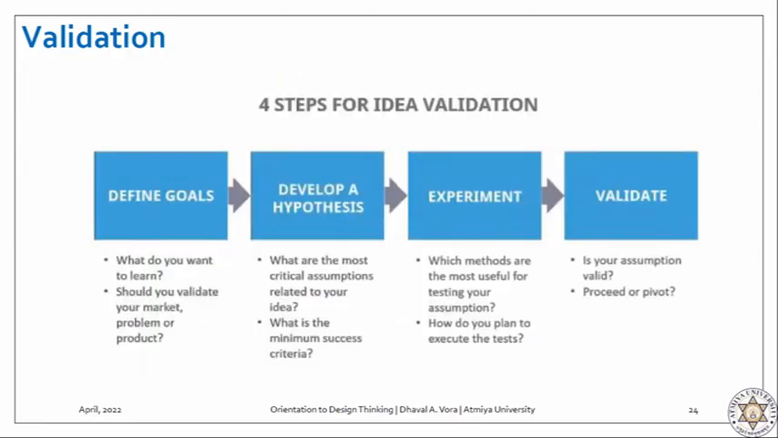So this is a process, 4 steps for idea validation. You need to define goals first, then develop a hypothesis. A hypothesis is an idea that is suggested as the possible explanation for something, but has not yet been found to be true. You can consider certain kinds of preconditions. So you have to develop a hypothesis, and based upon that you can work.